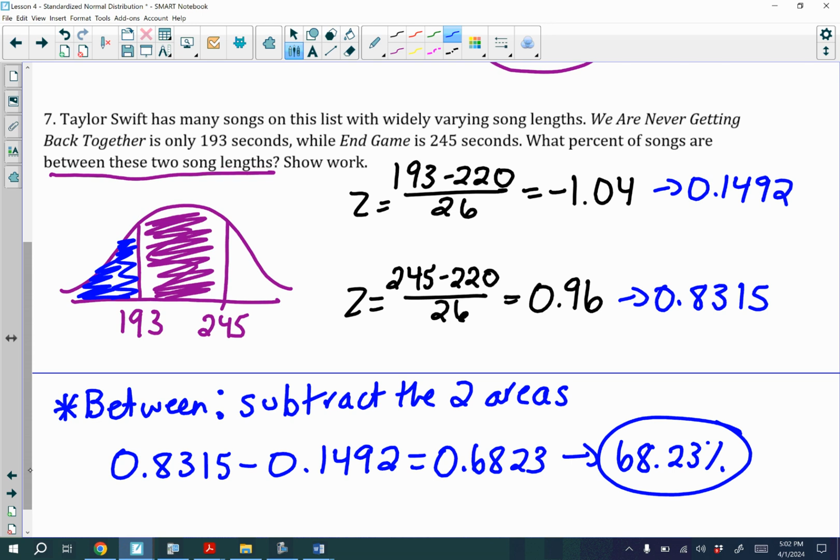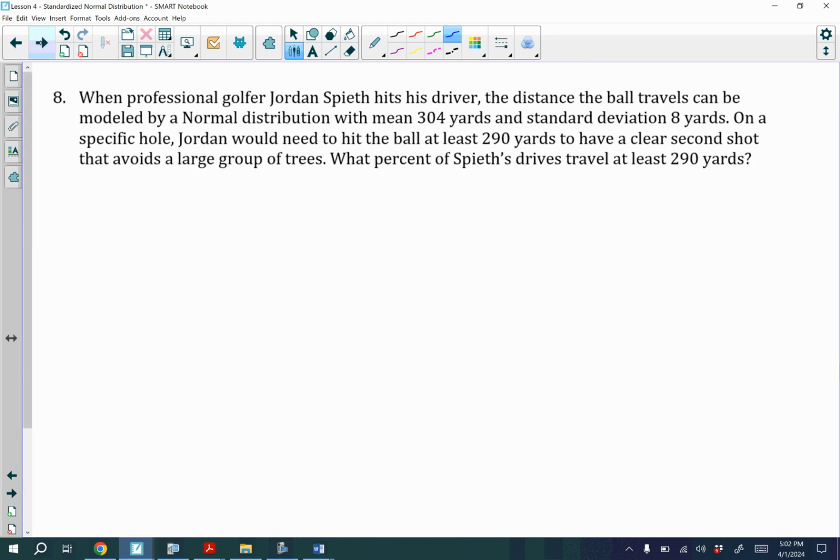Okay, let's try one more example. So let's look at example 8. It says, when professional golfer Jordan Spieth hits his driver, the distance the ball travels can be modeled by a normal distribution with mean of 304 yards and standard deviation of 8 yards. On a specific hole, Jordan would need to hit the ball at least 290 yards to have a clear second shot that avoids a large group of trees. So what percent of Spieth's drives travel at least 290 yards? Okay, I would like you guys to go and try this on your own. So go ahead and pause the video and try this on your own.